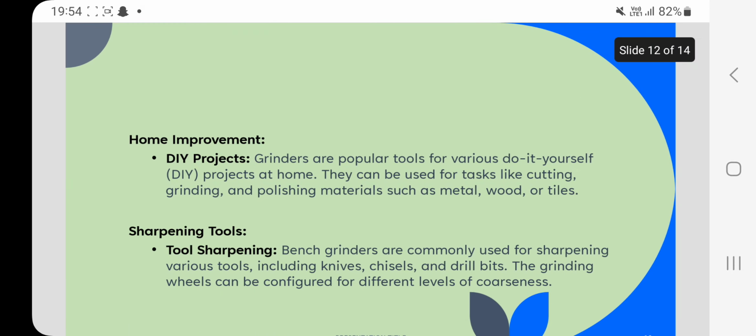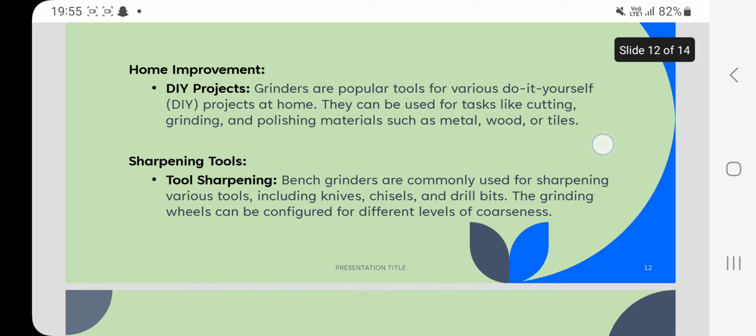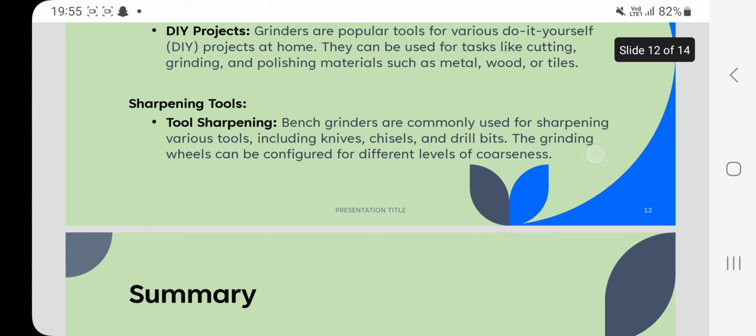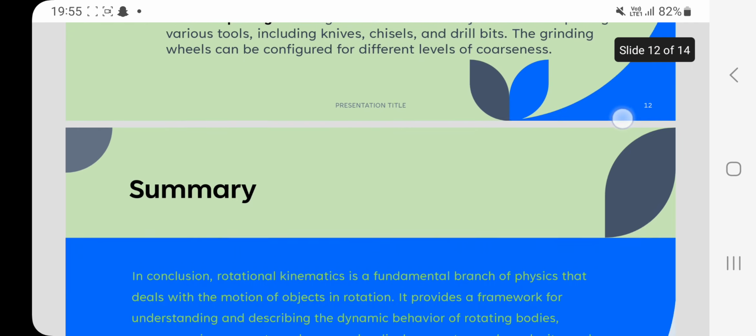Home improvement, DIY projects. Grinders are popular tools for various do-it-yourself projects at home. They can be used for tasks like cutting, grinding, and polishing materials such as metal, wood, or tiles. Tool sharpening. Bench grinders are commonly used for sharpening various tools, including knives, chisels, and drill bits. The grinding wheels can be configured for different levels of coarseness.